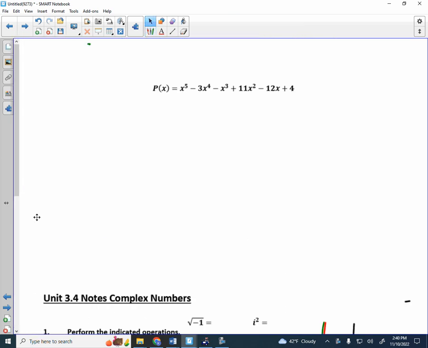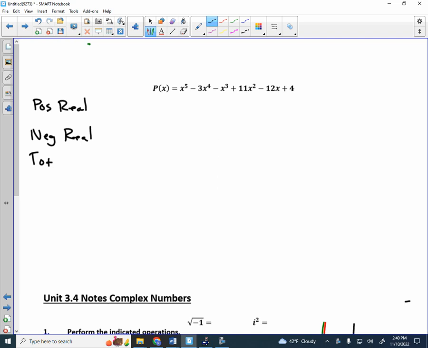Last one. Scared? No. Petrified? No. Terrified? Positive real? Negative real? Total real? By the way, I will have all this listed for you on the test. You don't need to write it out every time.